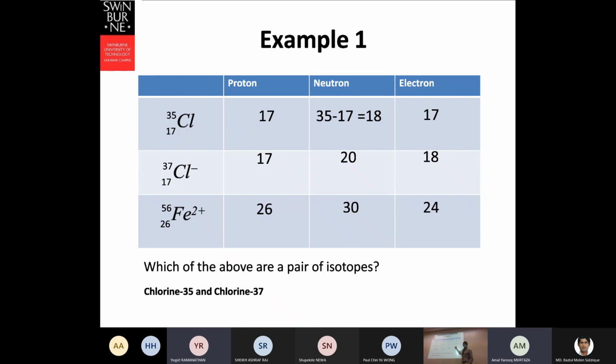Why is it so? Why is the electron 18 here and electron 17 there? Because of this negative charge. Since this is a negative charge here, that means I have one extra electron. That extra electron is making it negative. But in this case, there is no extra anything, no positive, no negative. Of course, positive will not be shown, only negative is shown. So that means it has the exact amount of proton and electron, positive and negative charge.